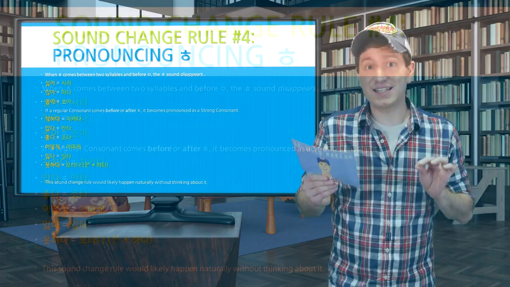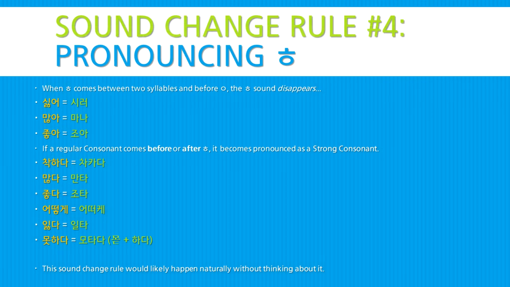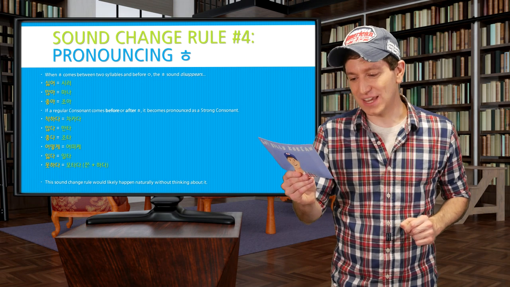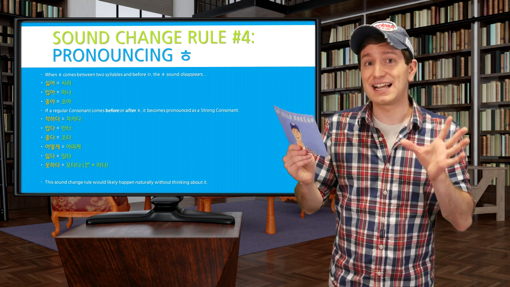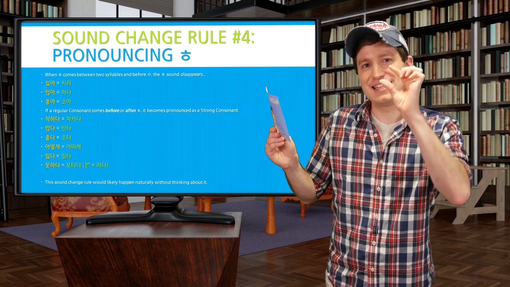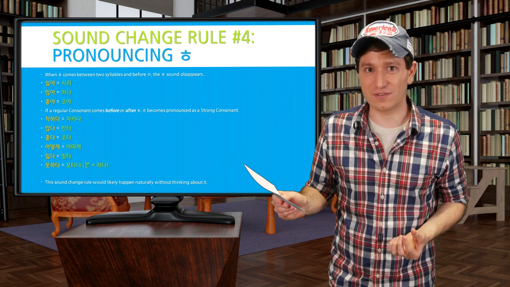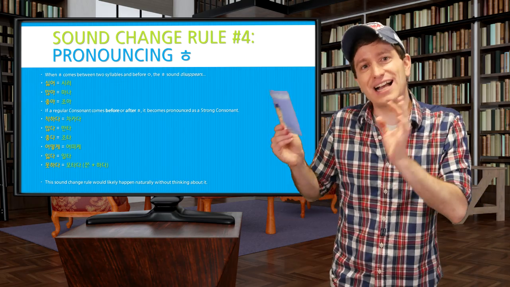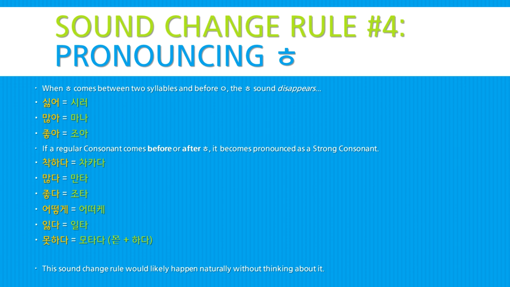And there's one more thing that this hyeot does. Any time that a hyeot comes either before or after a regular consonant, that regular consonant will become a strong consonant. This might sound like it would never happen naturally, but this also would naturally happen. Let me give you an example. 착하다. Notice how that last letter, the kyuk, becomes a strong version of itself because of that added H sound. Next one. 만타. Next we have 조타.